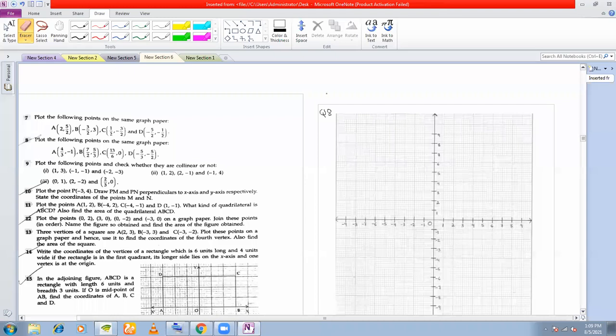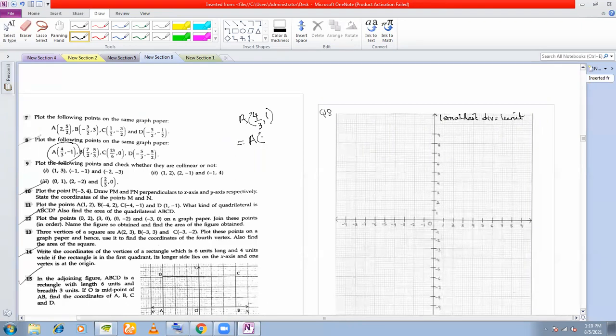Now again, write the scale. 1 smallest division is equal to 1 unit. Fine. Now let us plot the points. Now you see some fractional values. A here is (4/3, 1). A here is given to be (4/3, 1). So what you do is you approximate this.